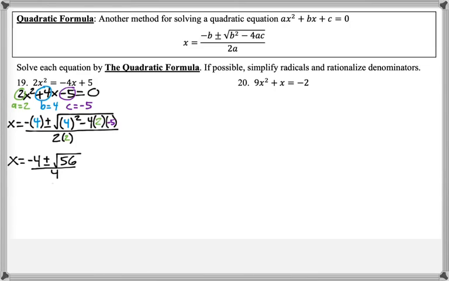So then we can simplify that radical. The largest perfect square that divides into 56 is 4, and that would be 4 times 14. And then the square root of 4 is 2.